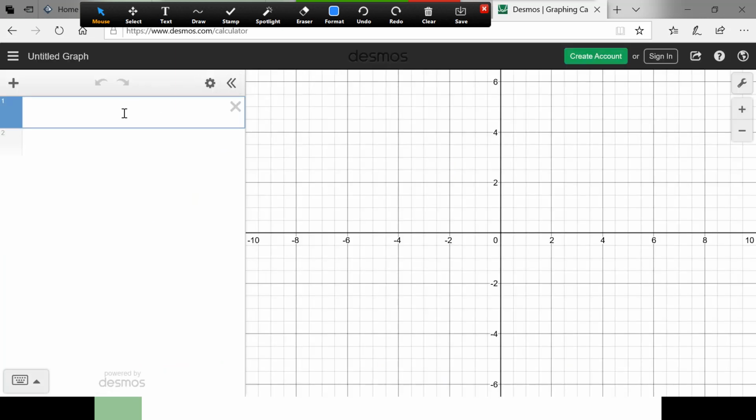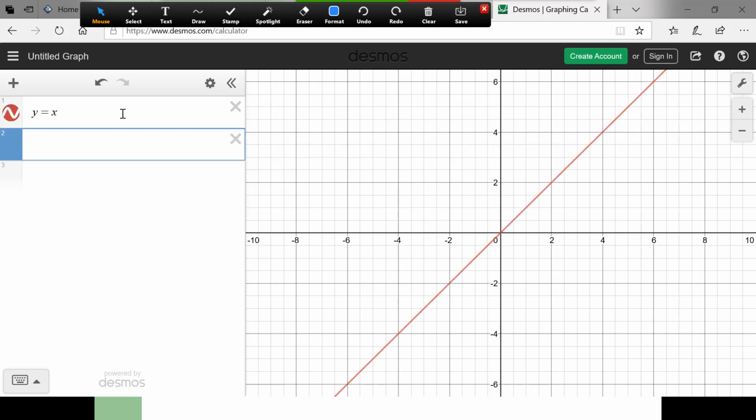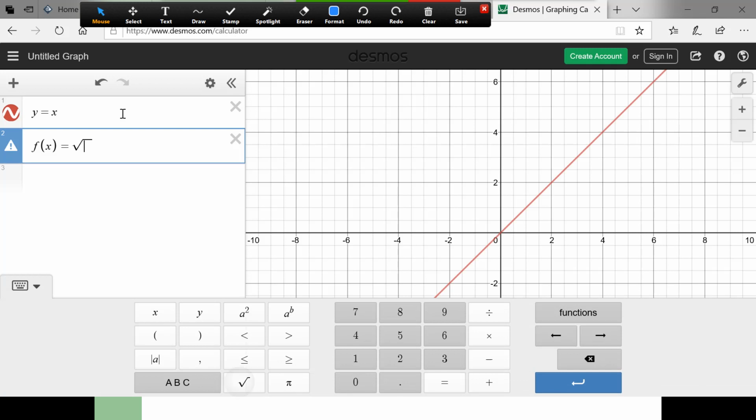So we're going to put our line y equals x in here, and then we're going to put in our first function, which was the square root of x minus 2. Notice when we look at this on the graph, we are starting at 2 and moving forward for our domain. That's what we had for our domain. Our range starts here at 0 and goes up.